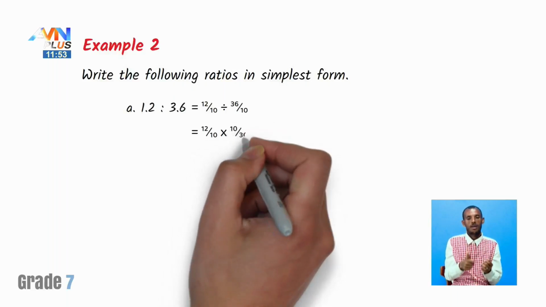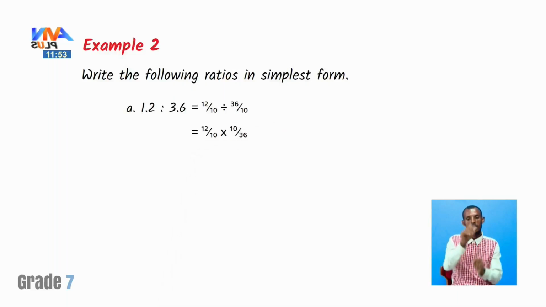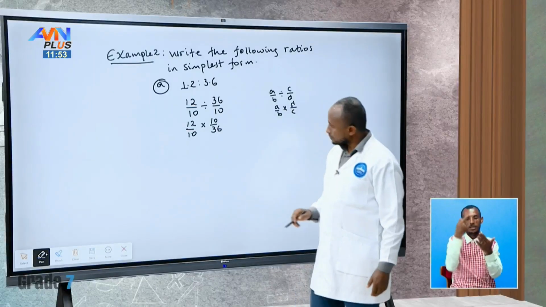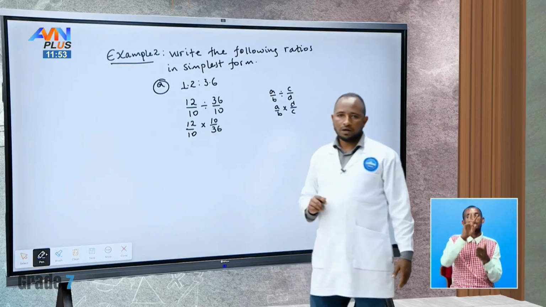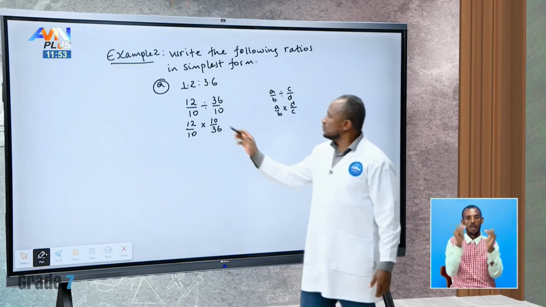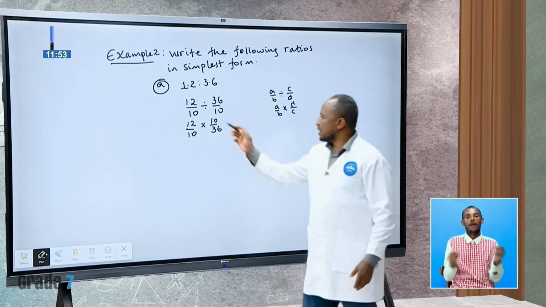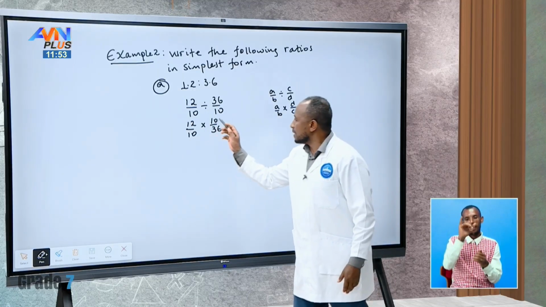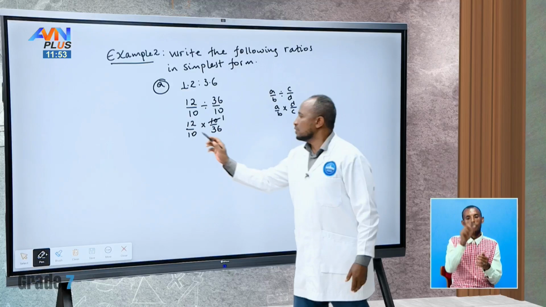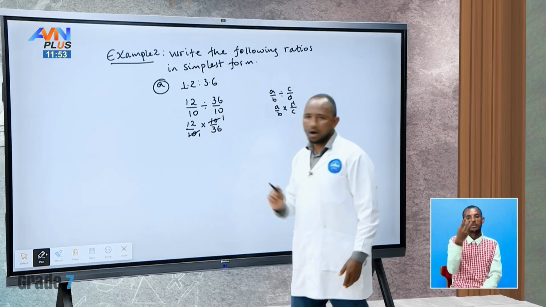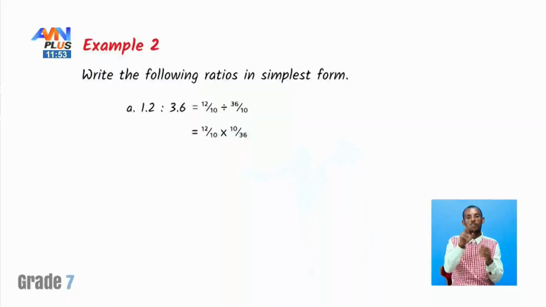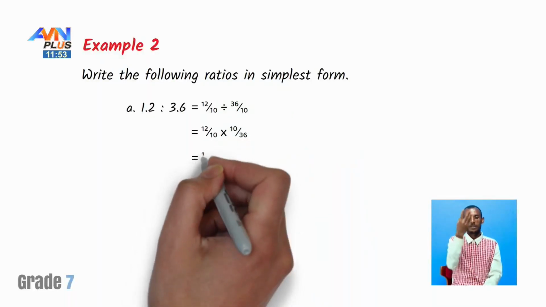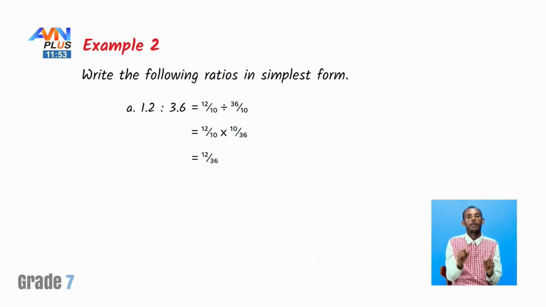10 over 36. After this, I can simplify these two. Since they are equal, divide both by 10. When you divide this by 10, it becomes 1. When you divide this by 10, it becomes 1. Therefore, you have 12 times 1, it is 12, divided by 1 times 36, it is 36.